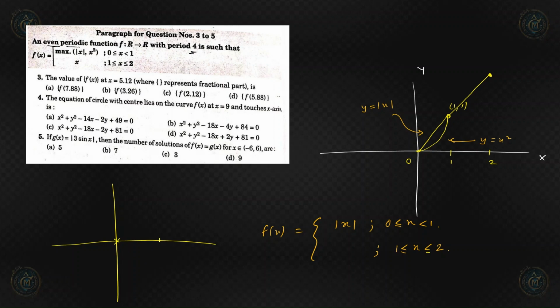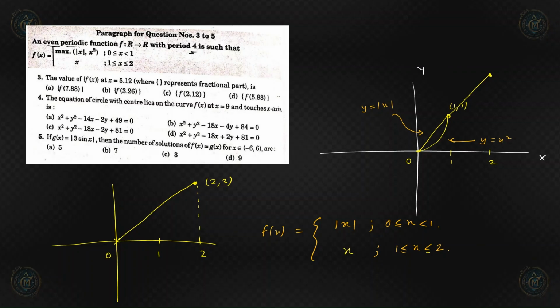So we have the graph of y equal to f(x) in 0 to 2. We have the graph something like this. Okay, this is 2, this is 1, this is 0. The graph looks like this. This point is what? This point is 2 comma 2. So this becomes x for 1 less than or equal to x less than or equal to 2.